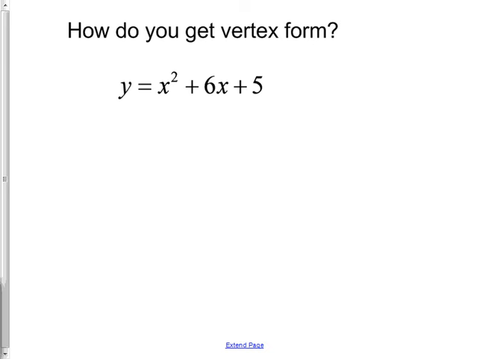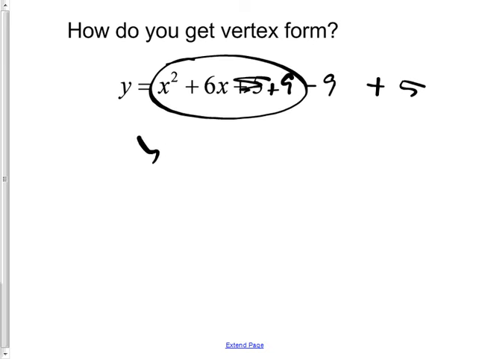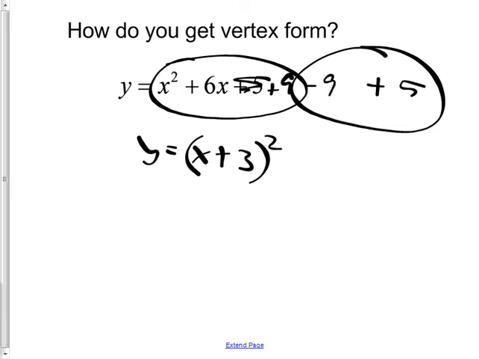Here's what you should have done. You should have moved the 5 over like this. You should have said opposite, no, half of 6, 3, 3 squared, 9, and 9 plus minus. This part's perfect. y equals x plus 3 quantity squared. That part right there goes together. Minus 4. Raise your hand if you have that one right. All right, good. Now, that's completing the square, and that's how you get vertex form.